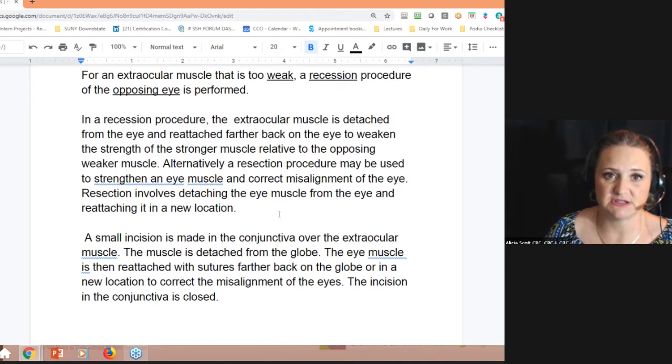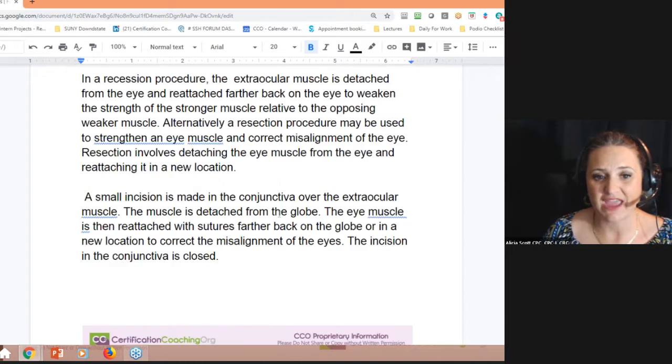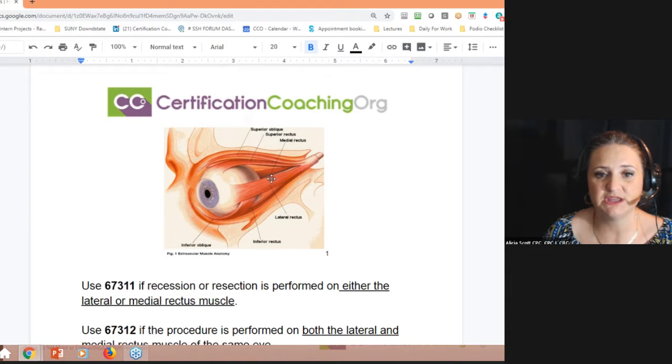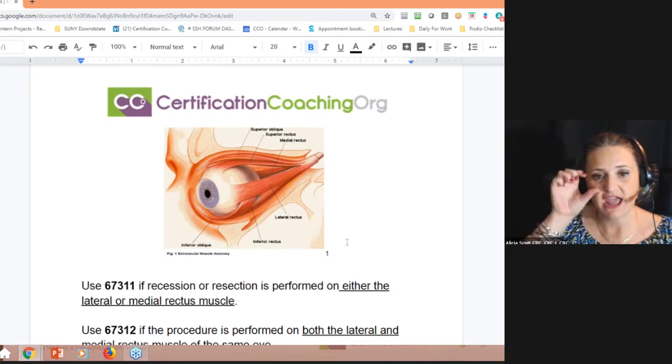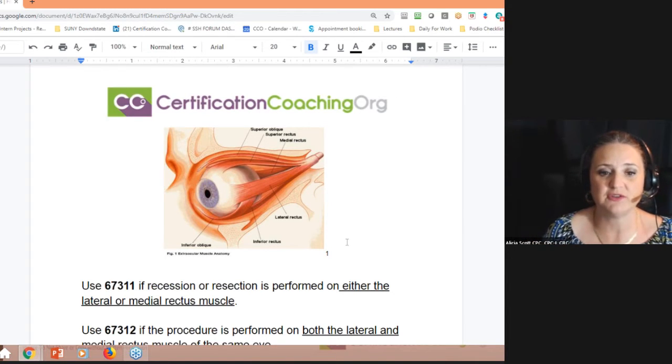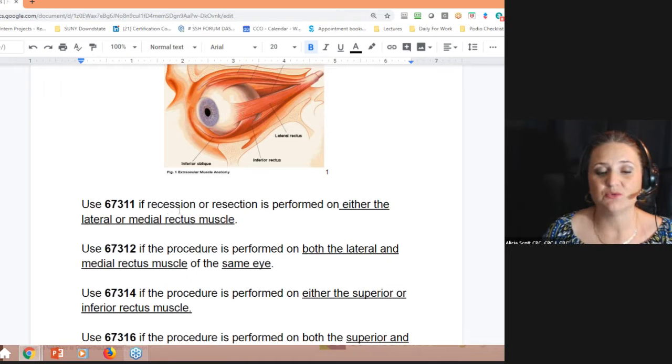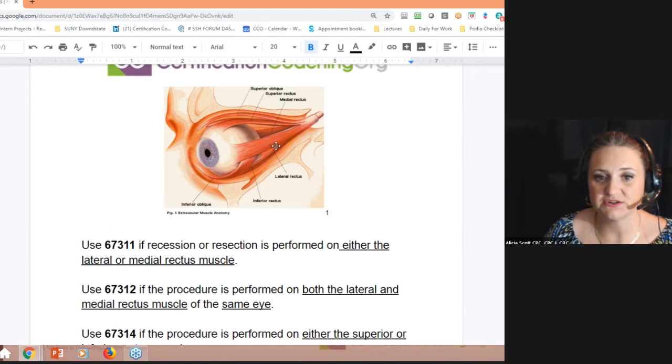If you're in our club, you're able to get these answer sheets and look at how they actually do it. But I wanted to show you this great picture that I found, and it shows you where the superior oblique muscle is, the superior rectus, the medial rectus, the lateral rectus on the side, and then you have the inferior oblique and inferior rectus. It gives you an idea how the muscle pulls the eye around. So if you're going to use code 67311, you're doing a recession or resection, and it's either the lateral or the medial rectus muscle. Here's the lateral, and the medial is right here, if you can see down in behind there.